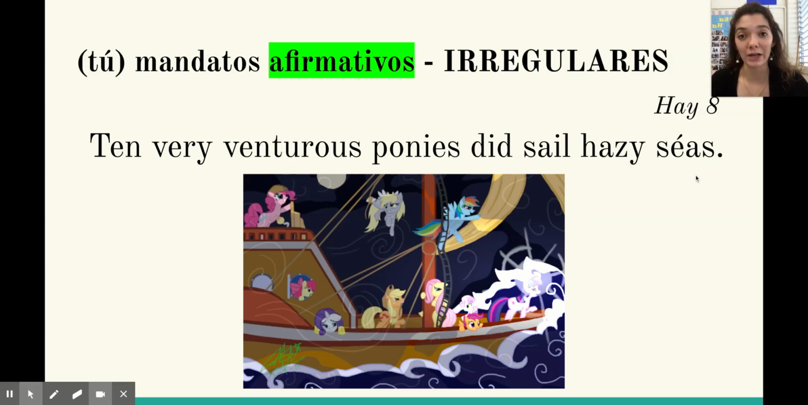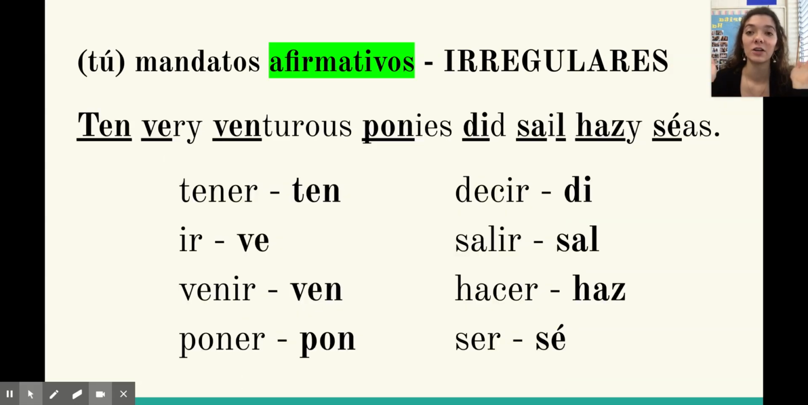This is a mnemonic device. If you've learned mandatos before, if you learned commands before, you might have heard of other mnemonic devices. One of them involves Vin Diesel, but I don't really like that one. So this is the one that I learned in high school. This is the one that I will teach you because I remember it to this day because it's so weird. Ten Very Adventurous Ponies Did Sail Hazy Seas. Now we're going to use this to help us remember the 8 irregulars. Okay, so let's take a look. Ten Very Adventurous Ponies Did Sail Hazy Seas.